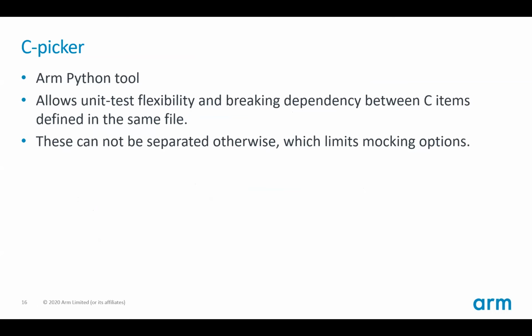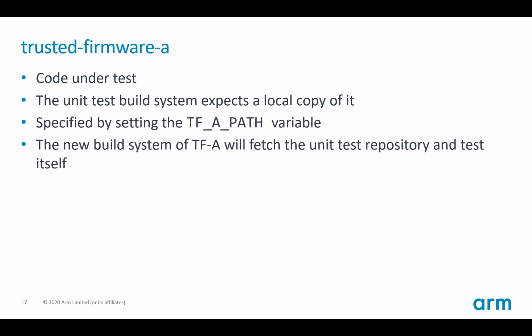So the cpicker tool is a Python tool internal to ARM. It allows unit test flexibility and breaking dependency between C items defined in the same file. These aren't separated otherwise, which would limit the mock options. That's why we needed it. As for the code under test, TFA, the unit test system expects a local copy of it, and you can specify it by setting the TFA path variable. And the new build system of TFA will fetch the unit test repository and build itself, and test itself.